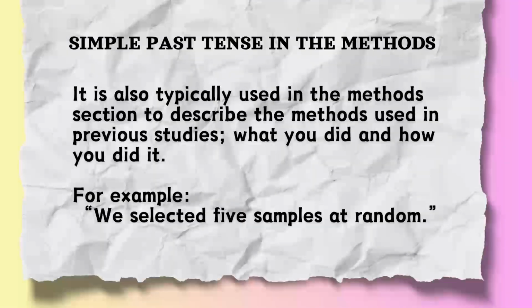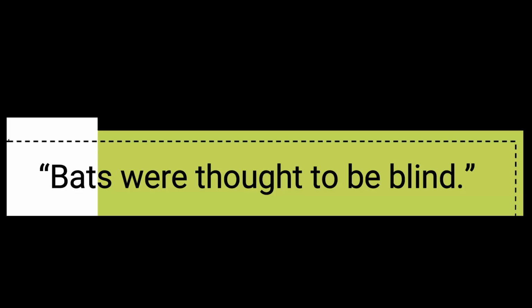It is also typically used in the methods section to describe the methods used in previous studies, what you did and how you did it. For example, we selected 5 samples at random. The verb there, which is in past form, is the verb selected. This tense in scientific writing can also be used to state facts that were once believed to be true but have since been invalidated. For example, bats were thought to be blind. The past form of the verb there is the verb were.